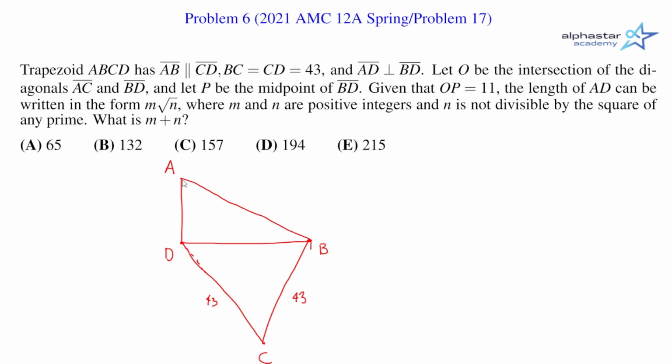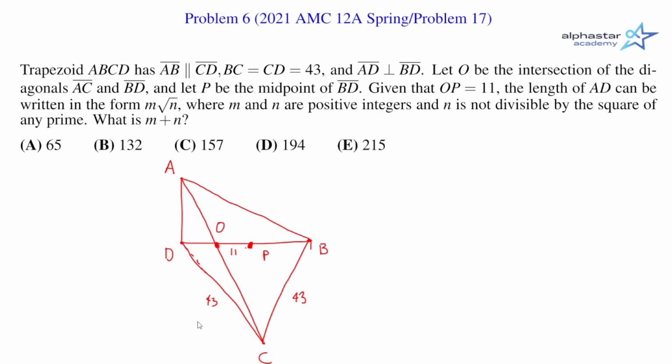Let O be the intersection of diagonals AC and BD, and let P be the midpoint of BD. We're also given that OP is equal to 11, and the length of AD can be written as m root n. So now we need to figure out what AD squared is. And remember that P is the midpoint here.